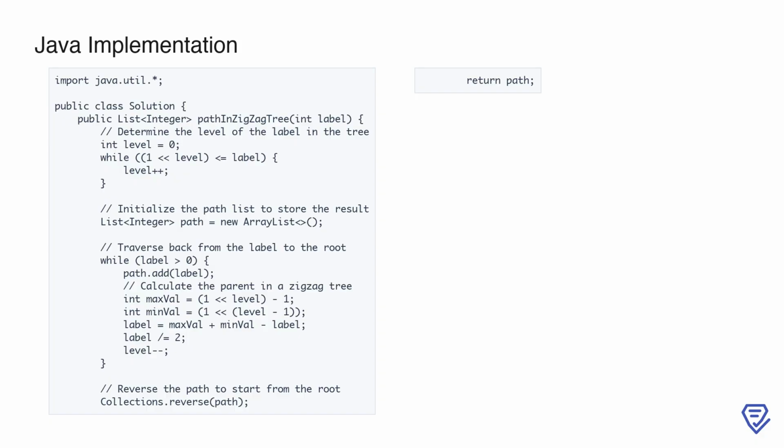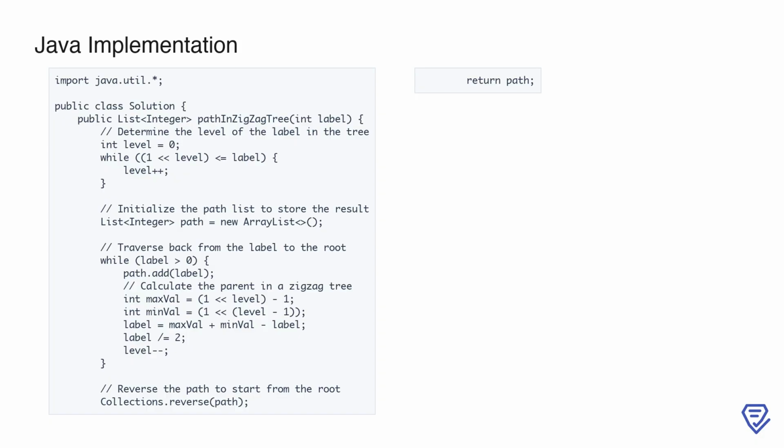First, we determine the level of the given label within the tree. This is done using a while loop that increments the level variable until the value of one shifted by level surpasses the label. The one-shift operation is a bitwise shift that effectively calculates powers of 2, representing the starting values of each level in a binary tree. Next, we initialize a list called path to hold the sequence of node values that make up the path from the given label back to the root.